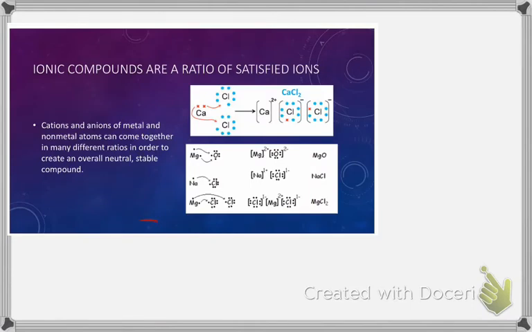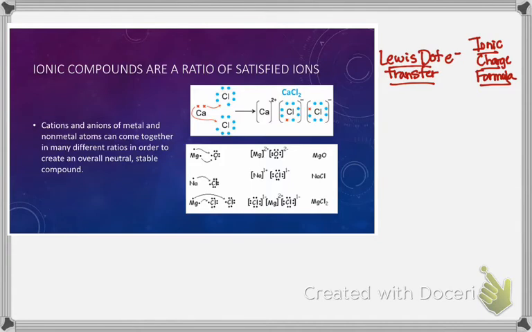You guys are going to have to be able to show what I like to call a Lewis dot electron transfer. And then you also have to show an ionic charge formula, okay? So these are two different ways to represent a satisfied neutral ionic compound.